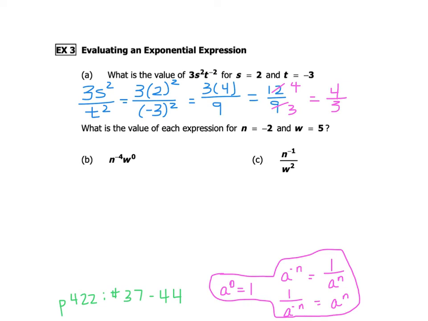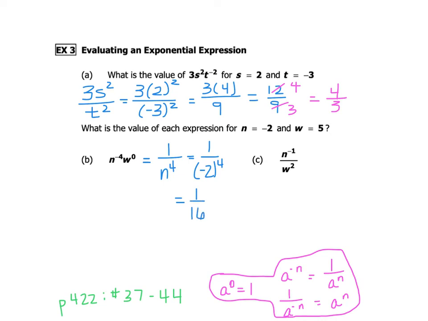All right, let's go to example B. And we've got an n and a w now that we're going to put values in for. But first thing we want to do, simplify our expression before we plug in our values. So w to the 0 power, remember, anything to the 0 power is 1. So that's going to become a 1. And we have n to the negative 4. So let's move those down to the bottom. So this becomes 1 over n to the 4th power, and n is negative 2. So 1 over negative 2 in parentheses to the 4th power, and this gives us an answer of 1 over 16.